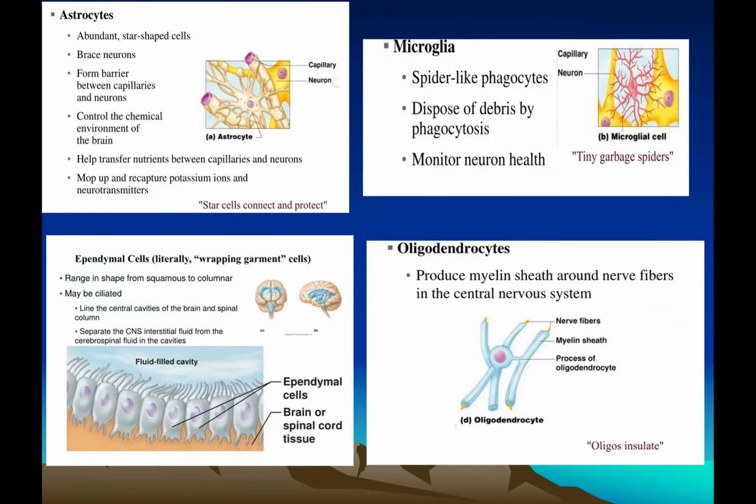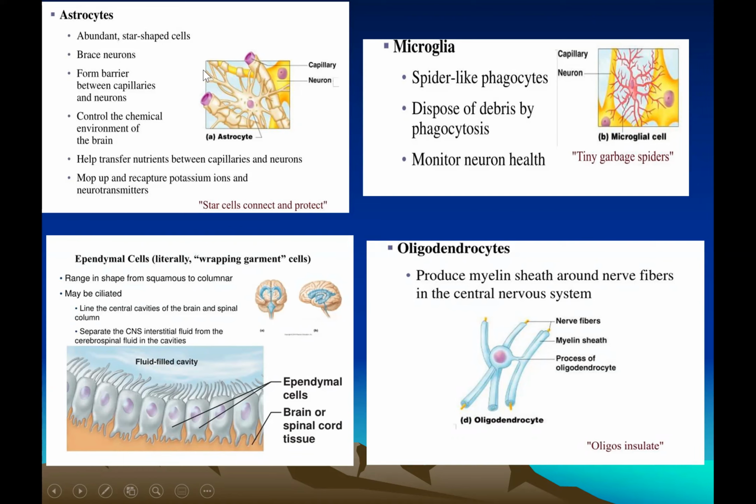Here are more details, and there's another picture of each one of them. Ependymal cells have cilia. Thereby, they can make the cerebrospinal fluid, and make sure it is moving and flowing inside all the chambers of your brain. They are shaped from squamous to columnar, and may be ciliated. They line the ventricles of your brain and the central cavity of your spinal cord.